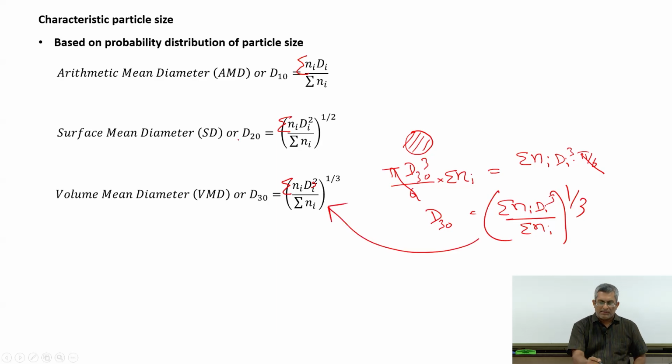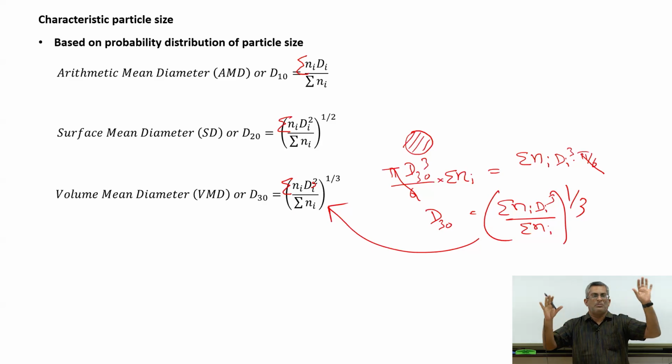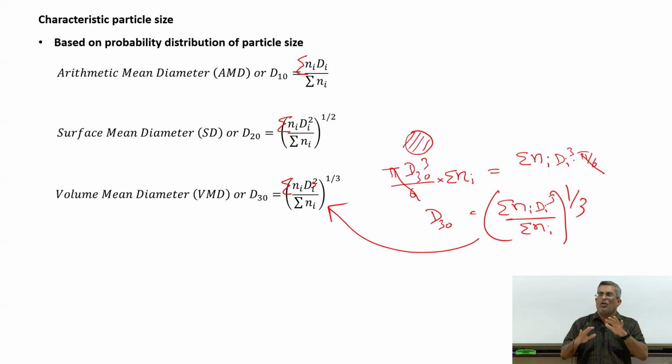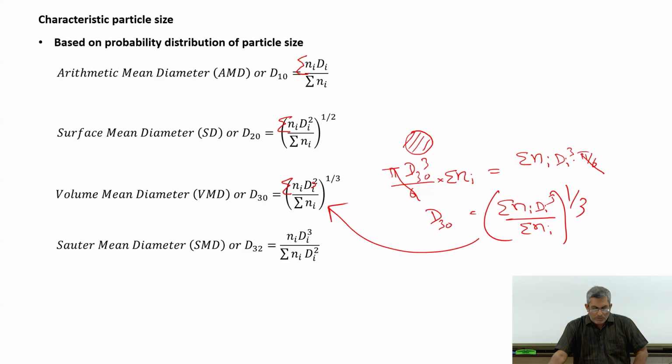So similarly, surface mean diameter represents one particle size that is representative of the surface area of all particles. Okay. So then we can also define the Sauter mean diameter, which is given by this expression. You can imagine this as the ratio of the total volume of all particles to the total surface of all particles.